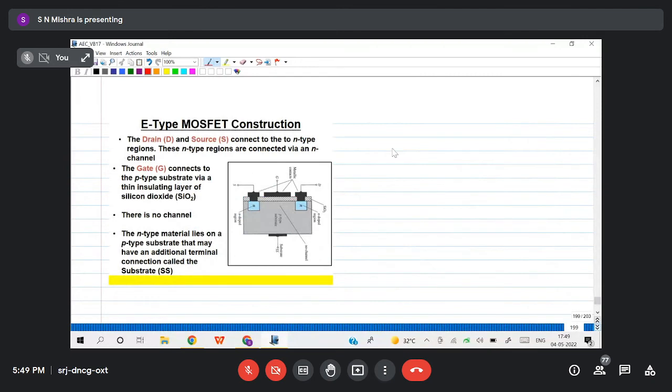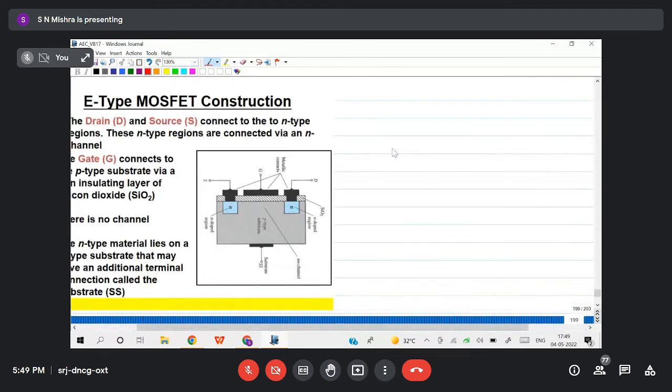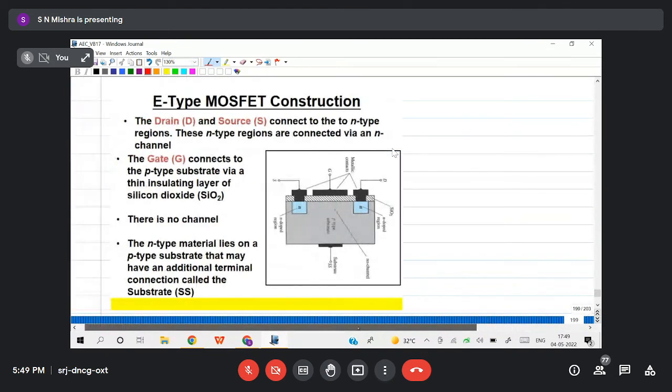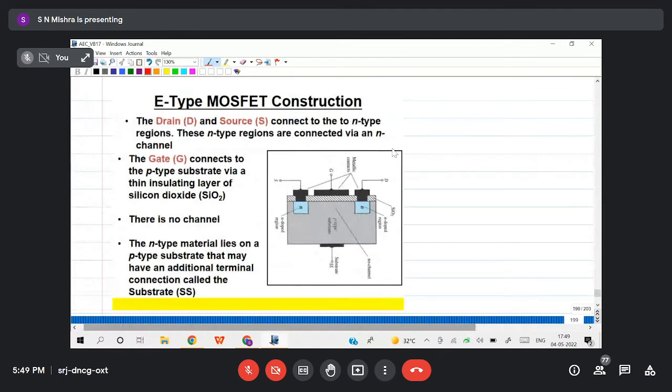Sir, in the first one there is an N channel in the middle. Yes, very good. So that is the difference. In the depletion type, the existing channel is present, but in the enhancement type, the channel is absent. So what is the role of the channel?